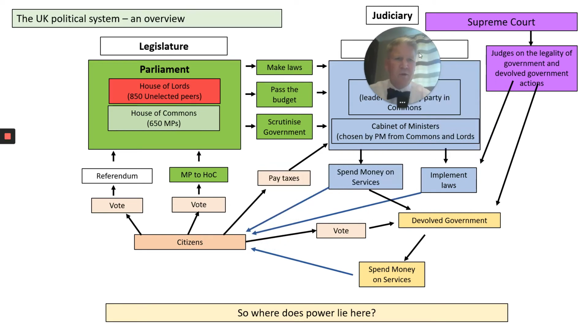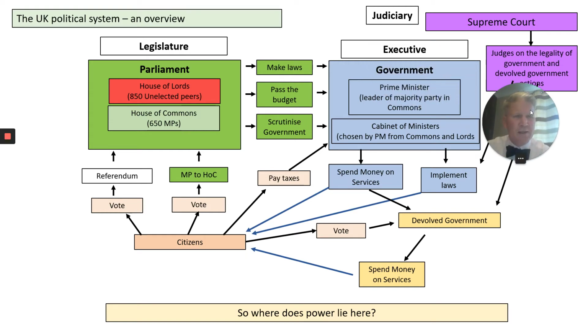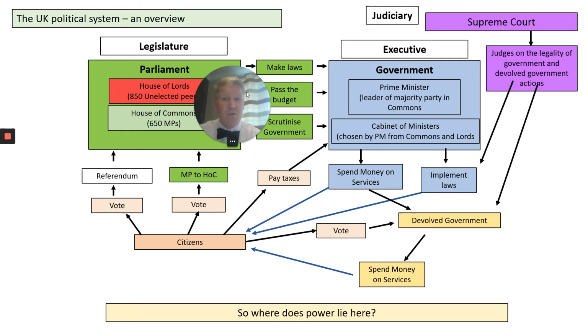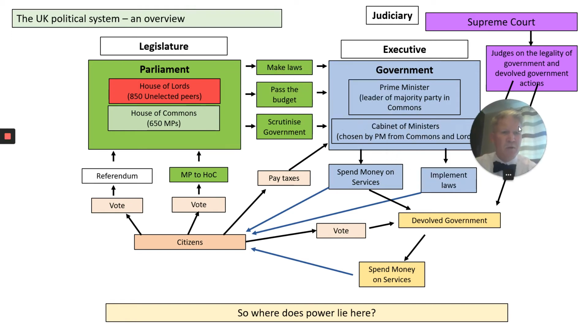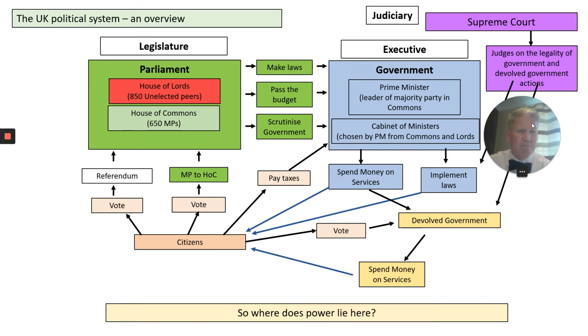We also have the Supreme Court up here. The role of the Supreme Court is there to make sure the government doesn't act illegally. In fact, beyond the powers given to it by Parliament. Parliament says through law what the government's allowed to do. If the government does more than that, it's acting illegally, and the Supreme Court can bring it up on that.